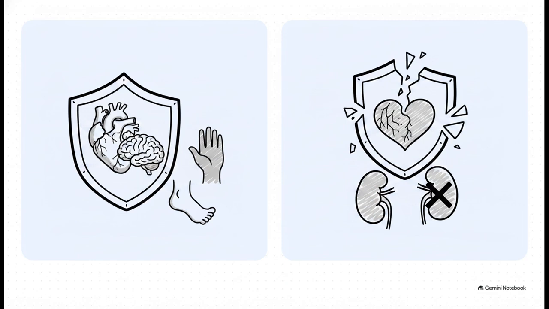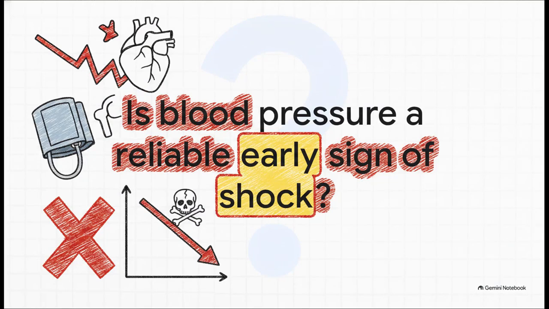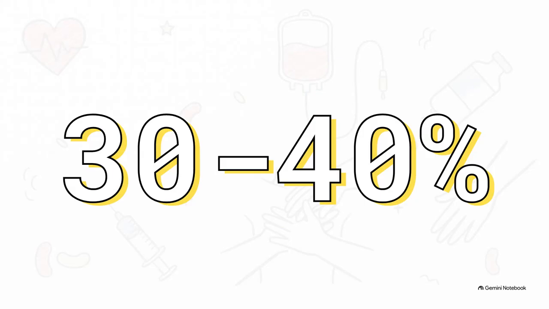Recognizing that highly deceptive compensated phase is absolutely critical. Which brings us to a classic clinical trap. Let me ask you, is blood pressure a reliable early sign of shock? The short answer, absolutely not. Relying on a normal blood pressure reading to rule out shock is a very, very dangerous game. Fit young adults and children can maintain a completely normal blood pressure through dramatic peripheral vasoconstriction and increases in stroke volume until they've lost 30 to 40% of their circulating blood volume. Let that sink in. By the time their blood pressure finally drops, they are literally on the brink of total collapse. Hypotension is a late-stage alarm.